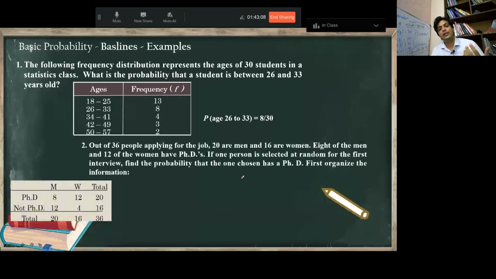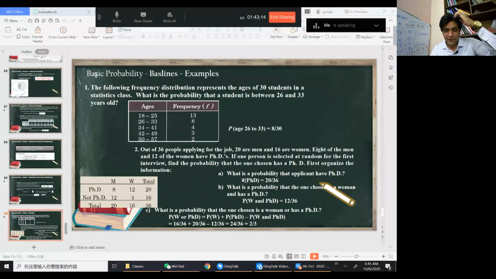See, there's another example out of 36. So next time we will do some more examples and we will cover other concepts as well.